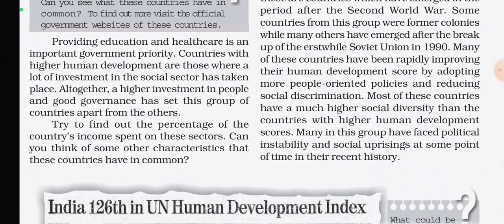Providing education and health care is an important government priority. Countries with higher human development are those where a lot of investment in the social sector has taken place. Altogether, a higher investment in people and good governance has set this group of countries apart from the others. Try to find out the percentage of the country's income spent on these sectors. Can you think of some other characteristics that these countries have in common?